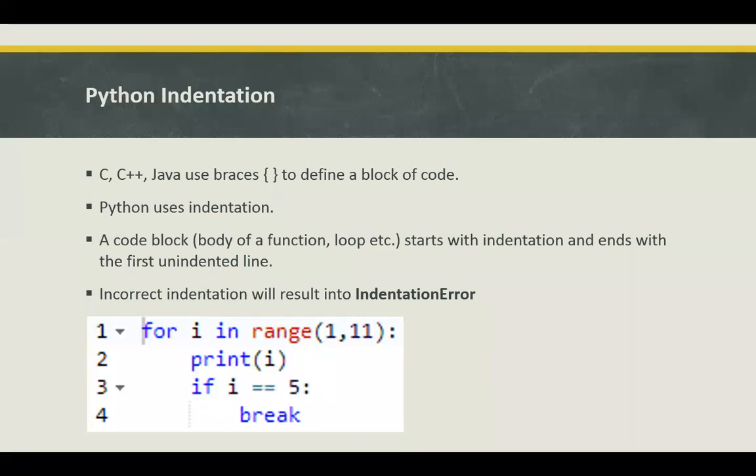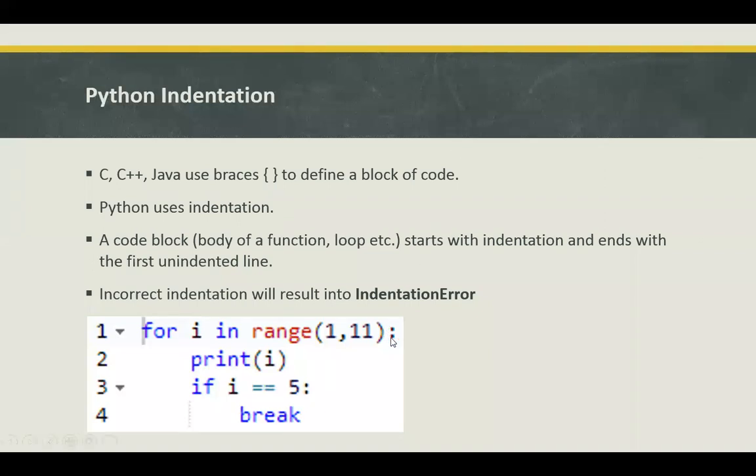So a code block, like the body of a function, loop, etc., starts with the indentation and ends with the first unindented line. So actually, for this open curly bracket, we will use this colon. And for this second curly bracket, we will remove this space. Once you remove this space, that is nothing but your close curly bracket. This is how you can understand it.